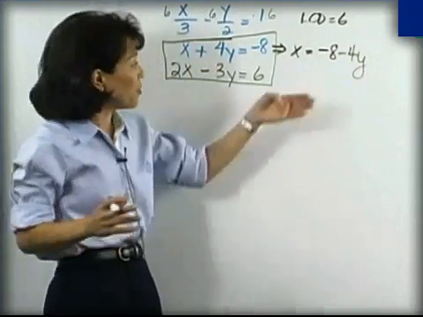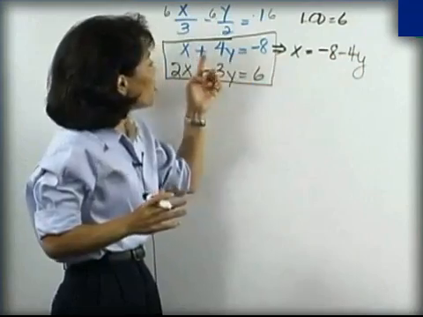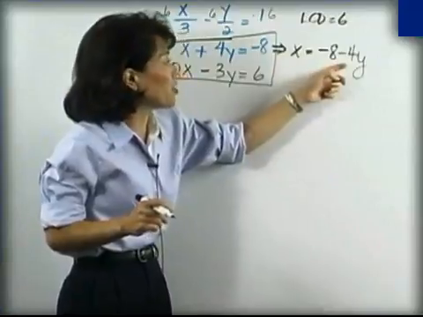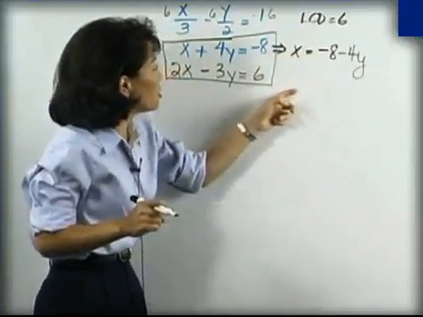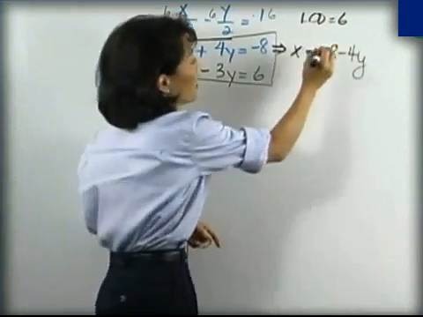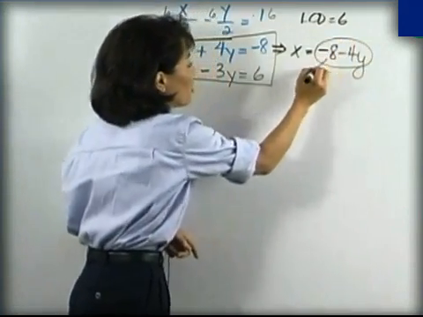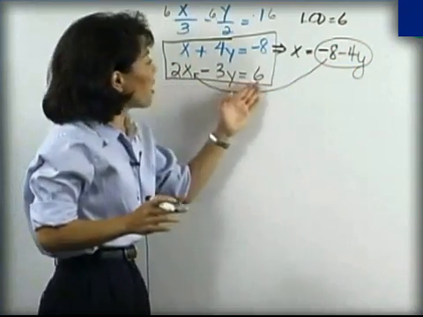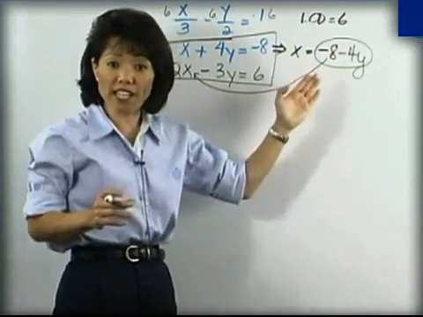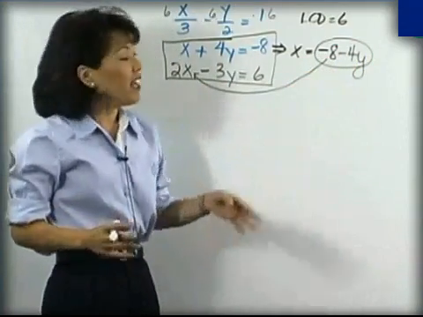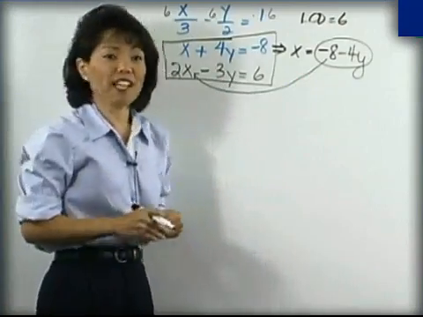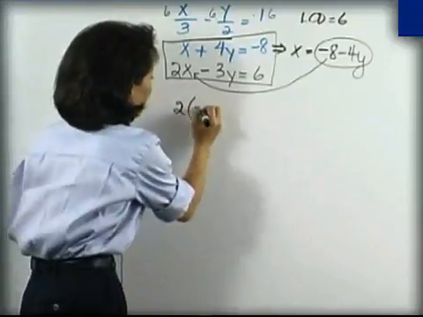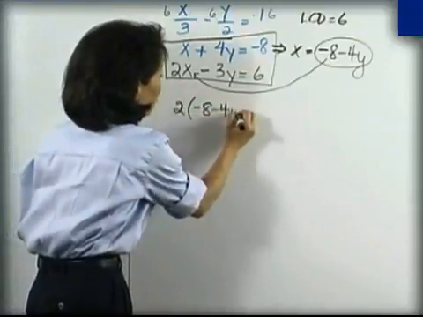Now what are we going to do next with this expression? Since this equation yielded x equals negative 8 minus 4y, we're going to take this expression for x and substitute it into the first equation. Negative 8 minus 4y is going to go right in for x. What that's going to do is create an equation in terms of y only. Then we're going to solve the equation for y, go back and find the value for x, and then we'll be done.